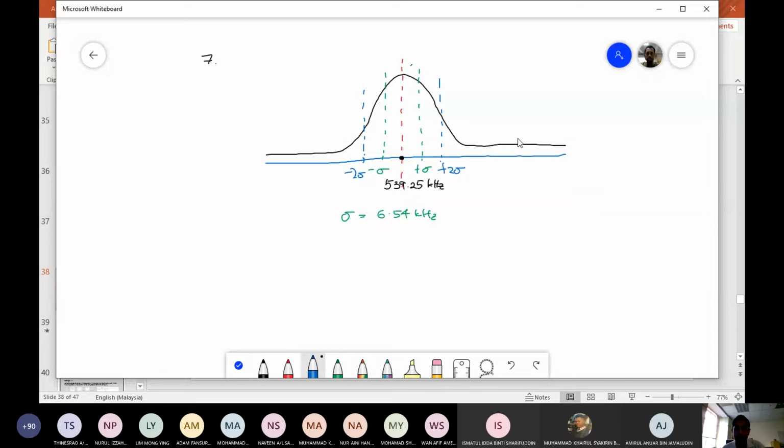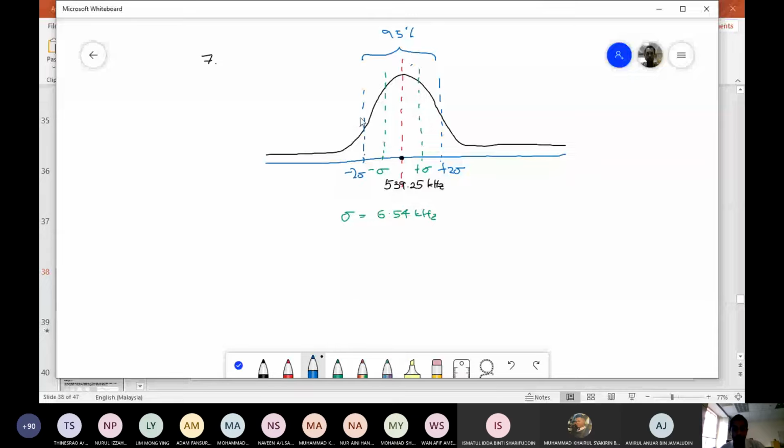Alright. So from plus 2 sigma to minus 2 sigma, the range should be 95%. Ini range kat sini should be 95%. Maksud dia, kalau you buat 100 measurement, you measure 100 times, around, tak semestinya tepat, around 95 times of the reading, the value is going to be within this range. 539 plus 2 sigma or minus 2 sigma.